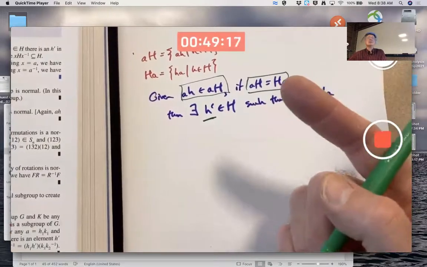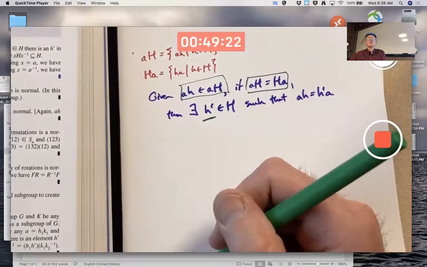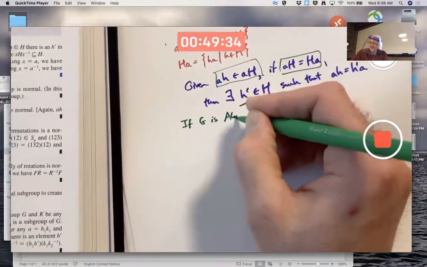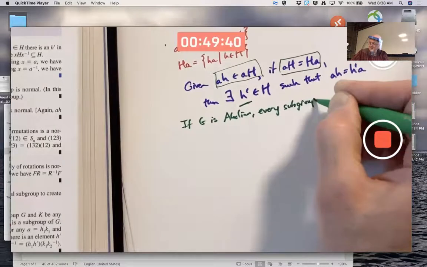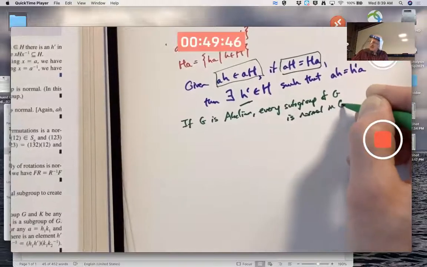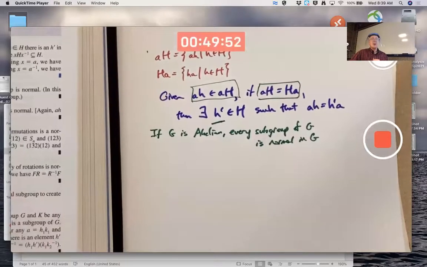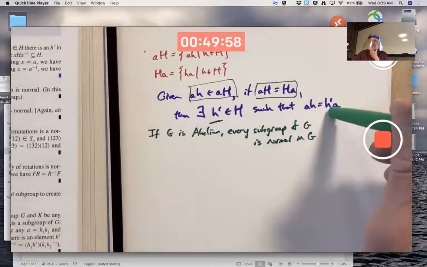h prime could be the same as h. And in fact, that would be true if G is abelian. If G is abelian, every subgroup of G is normal in G. But there are non-abelian groups that have normal subgroups as well. In the case where G is abelian, you could use h prime equals h itself.